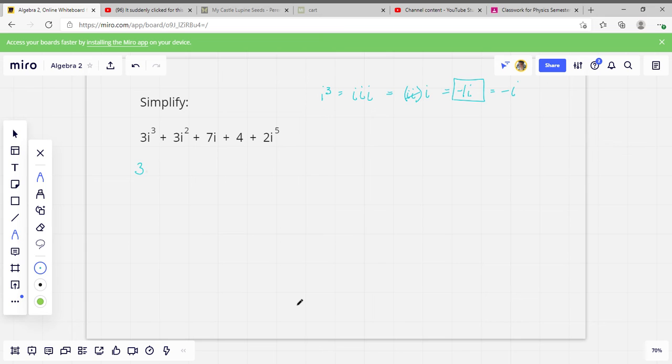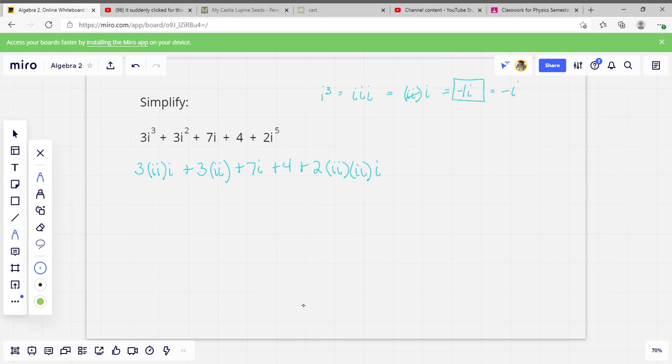So we're going to say 3, and then we're going to group these two and leave 1. There's another 3. This is i squared, so we're going to group those two. Plus 7i plus 4 plus 2. This is i to the fifth, so we're going to have 1, 2, and then we're going to have 2 more grouped together, and then we're going to have 1 left over. So 1, 2, 3, 4, 5 of them total.